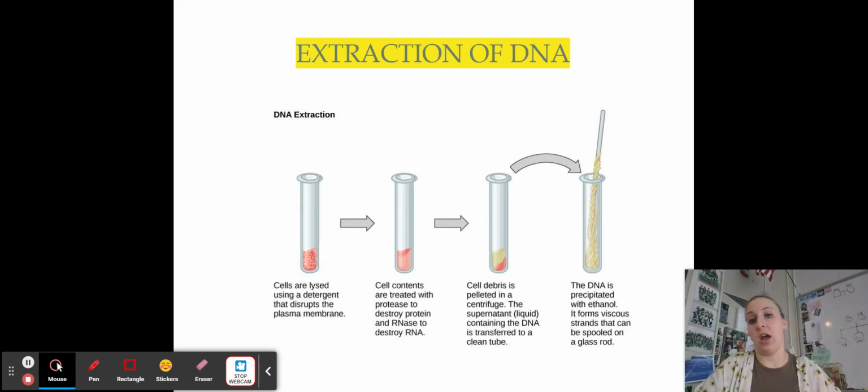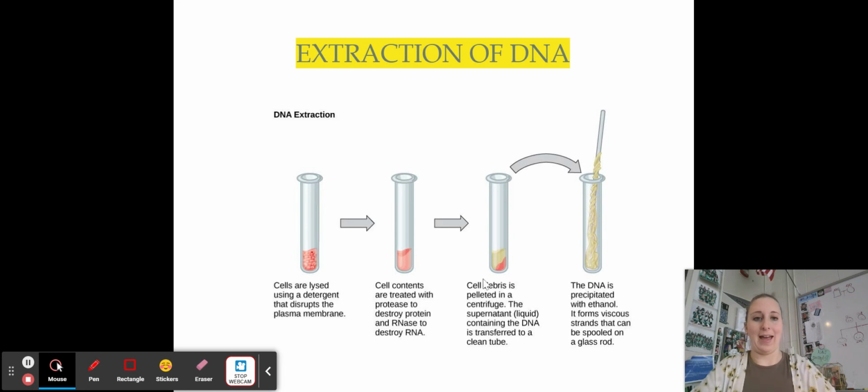So a part of biotechnology is going to be the extraction of DNA. We will do this in class, but what you do during DNA extraction is you take the cells. In our case, we're actually going to chew our cheeks a little bit to get more cells. And then you lyse them, which means you split them open using a soap.